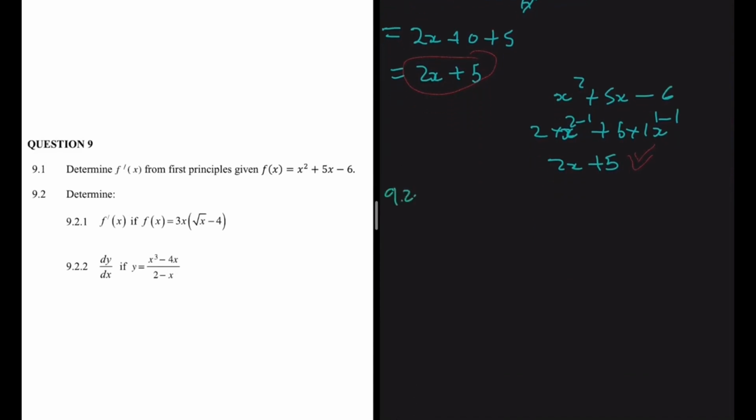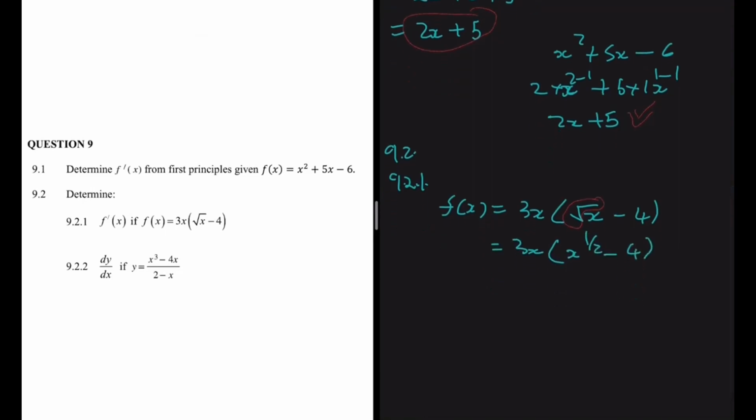So 9.2 here, let's determine f prime of x if f of x is equal to 3x multiplied by the square root of x minus 4. I don't know about you, but it's very hard to multiply with the square root, right? It's better if we just write it as to the power 1 over 2. So f of x, we can write it as 3x multiplied by x to the power half minus 4, right?